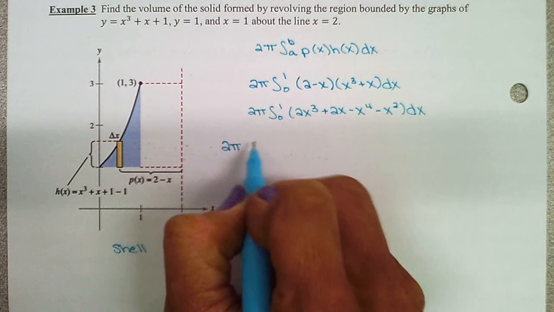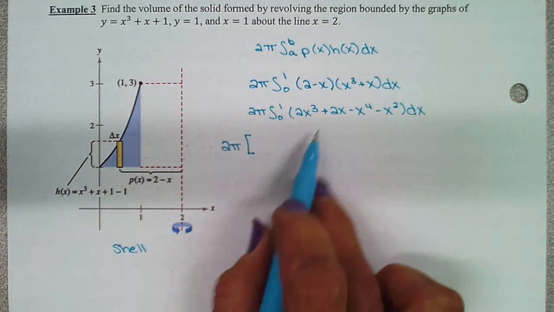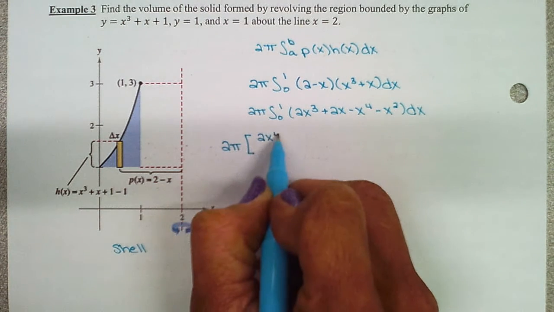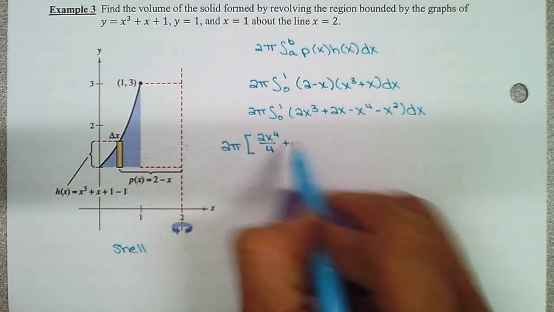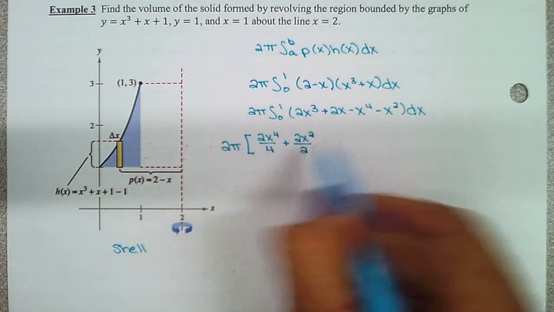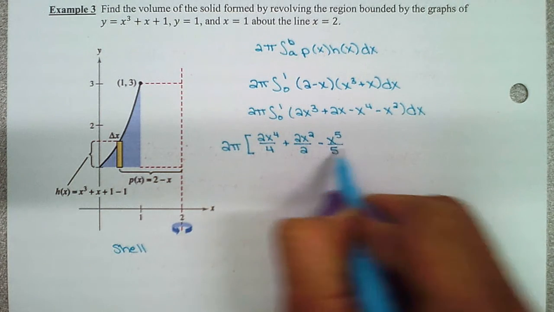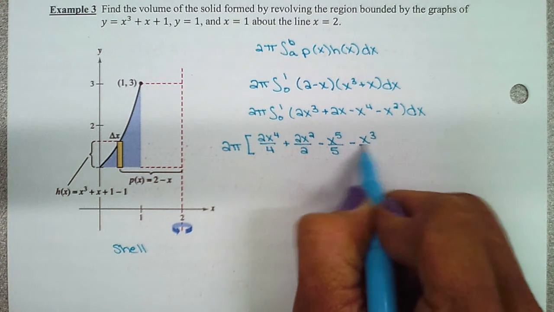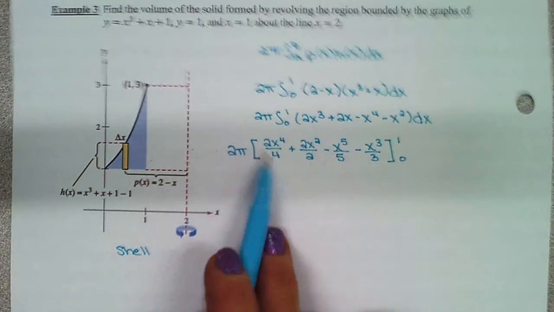So we're going to have our 2 pi. If I integrate now, if I raise that 3 to a 4 and then divide by 4, I would have 2x to the 4th over 4. Here, if I raise that and divide by that power, that becomes a 2x squared over 2. Here, if I raise the power and divide, it becomes an x to the 5th over 5. And here, if I raise the power and divide, it becomes a negative x cubed over 3. And we're evaluating from 0 to 1.